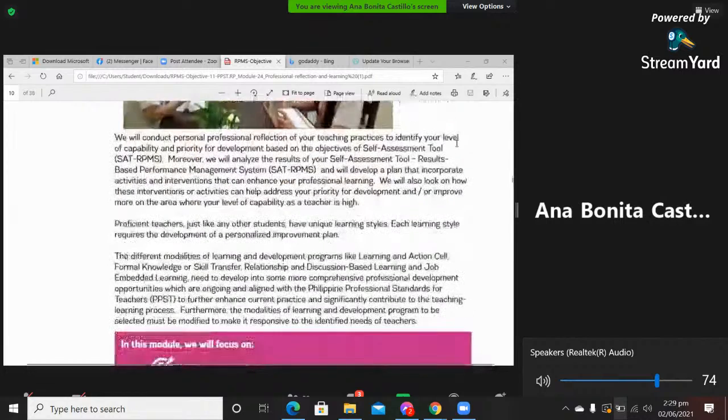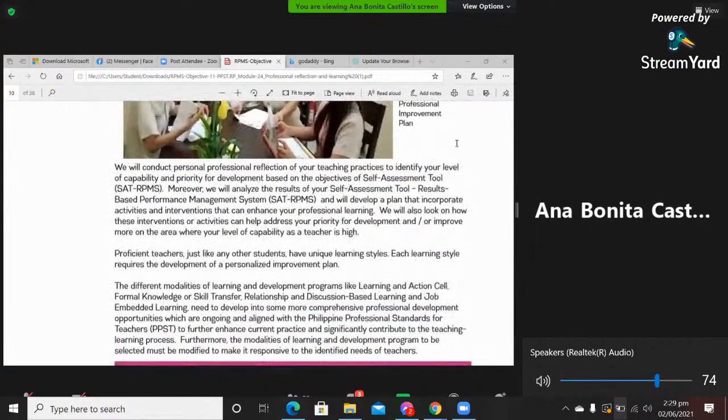The different modalities of learning and development programs, like learning action cell, formal knowledge or skill transfer, relationship and discussion-based learning, and job-embedded learning, need to develop into more comprehensive professional development opportunities that are ongoing and aligned with the Philippine Professional Standards for Teachers.